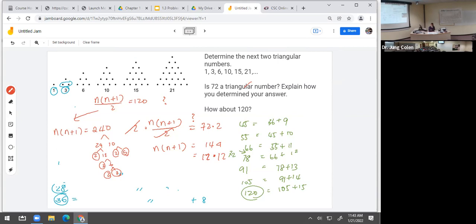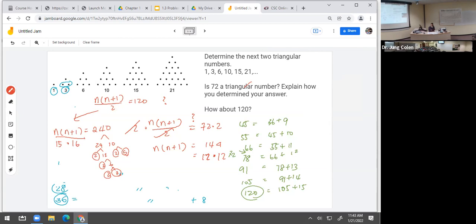What's 2 times 2 times 2 times 2? 16. 3 times 5? 15. 16 and 15, the difference is only 1, just like this, right? So I can say this is the same as 16 times 15. So n is 15.